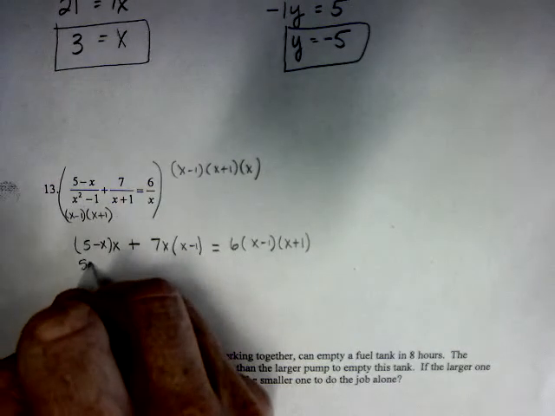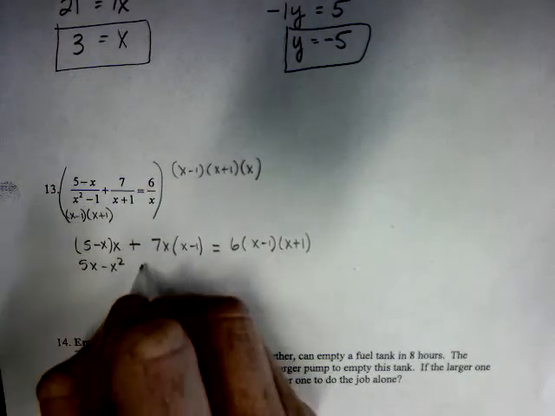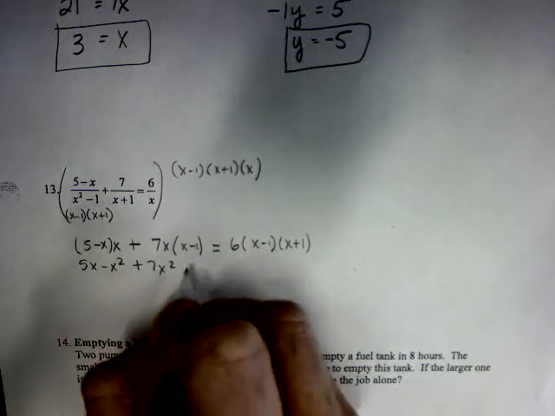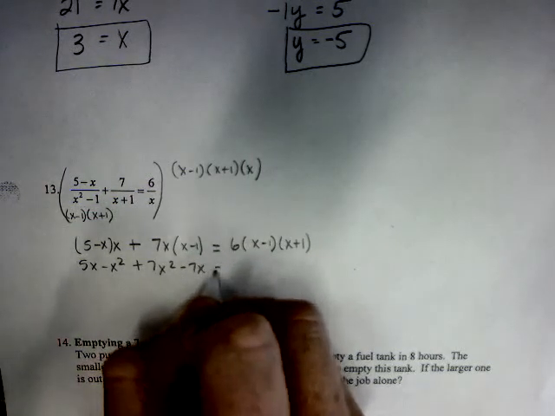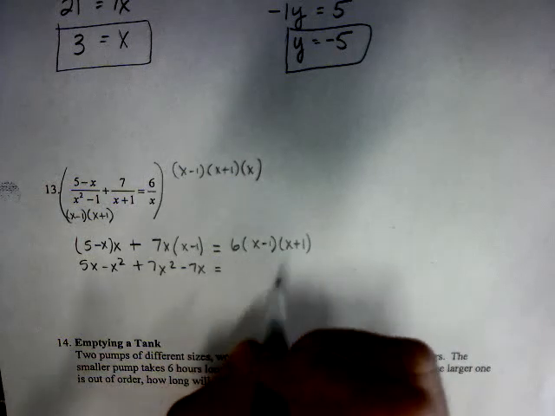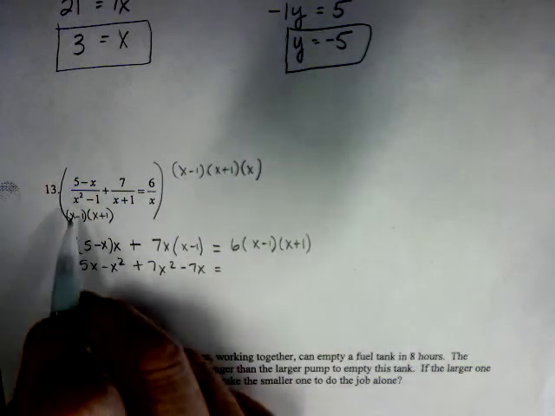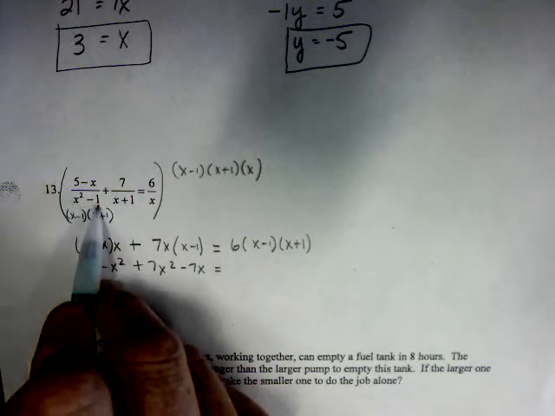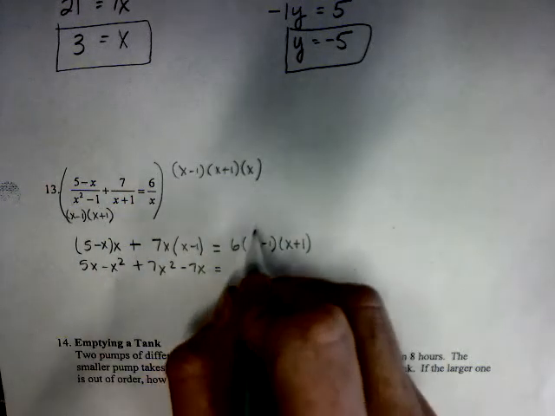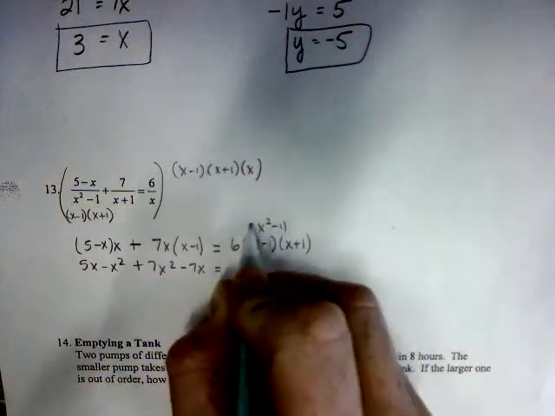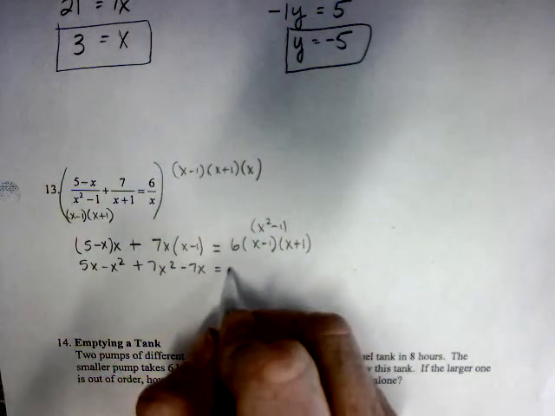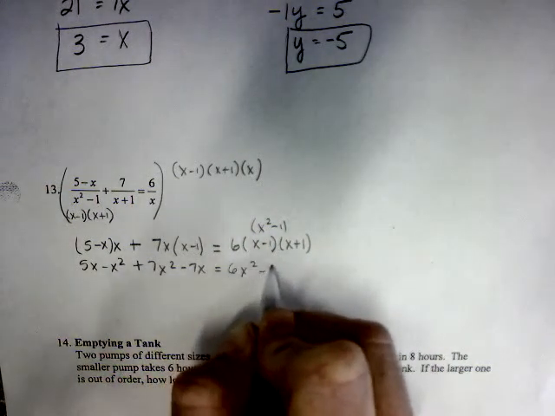So we have 5x minus x squared plus 7x squared minus 7x, and then this x minus 1 times x plus 1 is just x squared minus 1 from up here before, so we can make this x squared minus 1 multiply through by 6. You get 6x squared minus 6.